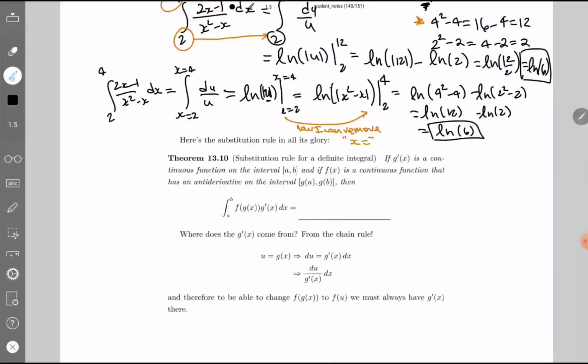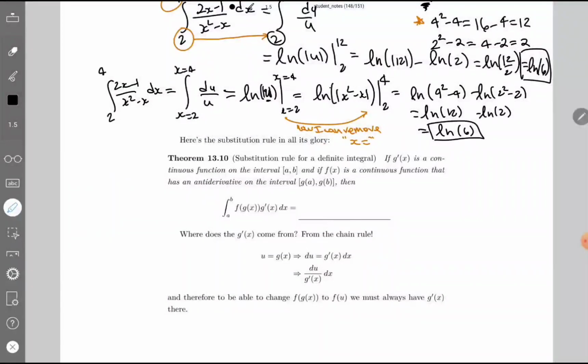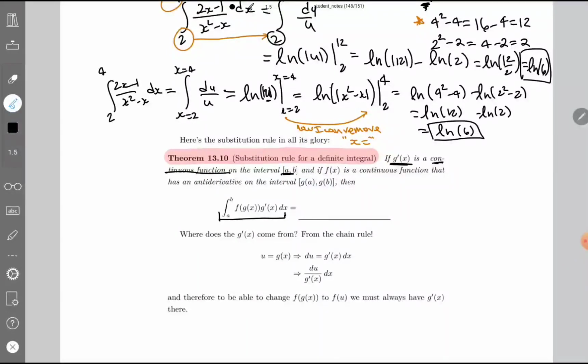So what does this give us? This gives us what's known as the substitution rule for definite integrals. And that's basically stating that if I have some definite integral like this, if g prime of x is continuous on [a, b], and if f is continuous on the range of g, then we can substitute.